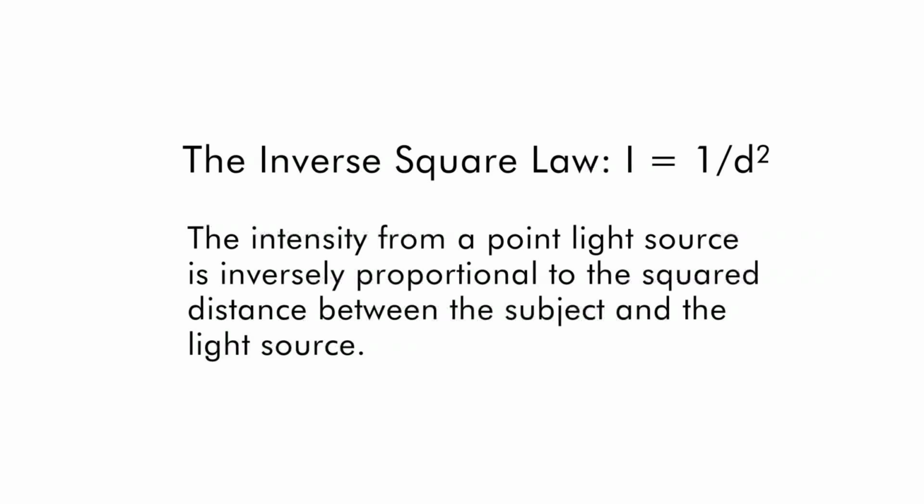The inverse square law states that the intensity from a point light source, like a speedlight, is inversely proportional to the squared distance between the subject and the light source. It's expressed by the formula I equals 1 over d squared, where I represents the intensity of the light on the subject, and d represents the distance of the light source from the subject.